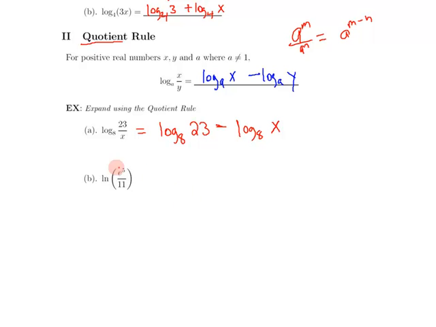We can do a similar thing with the natural log. We've seen this as the log base e, so the natural log obeys these properties as well. So this would be the natural log of e to the 5th minus the natural log of 11.